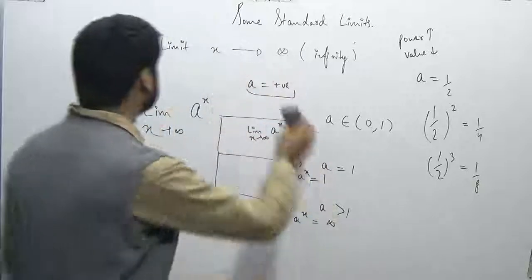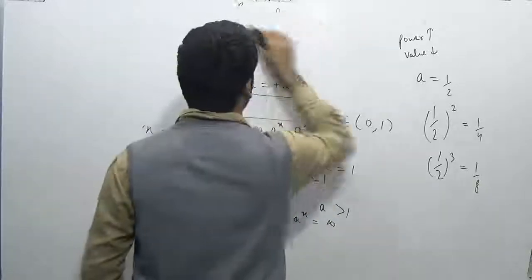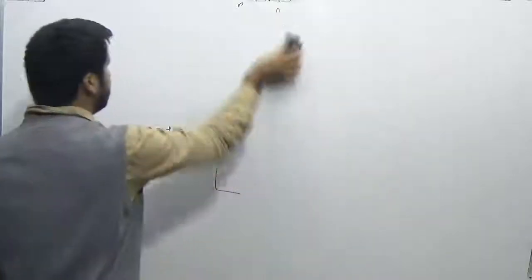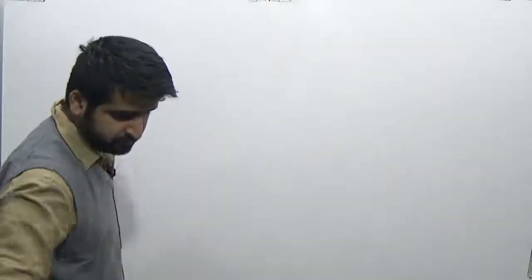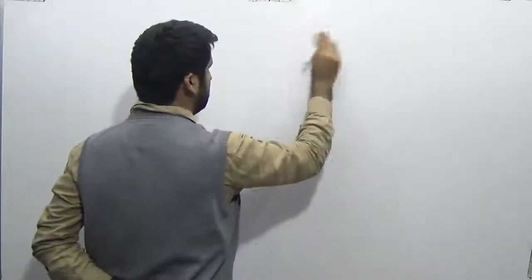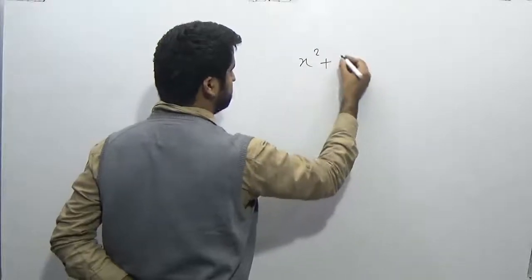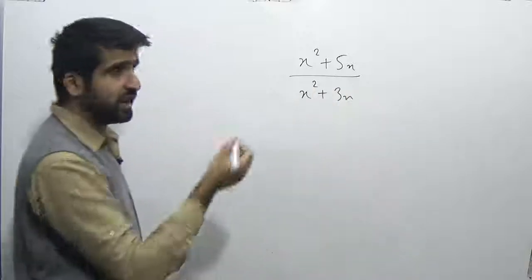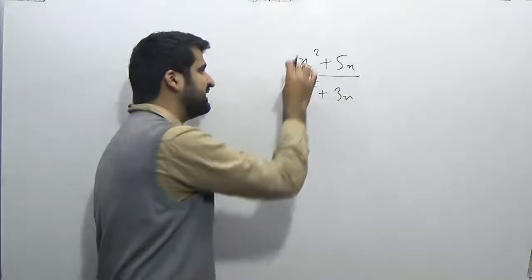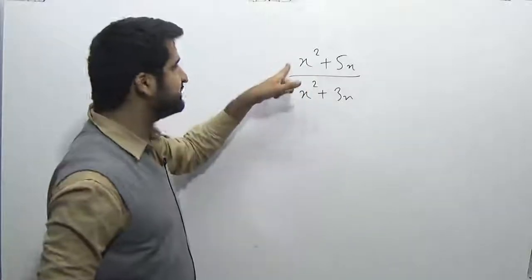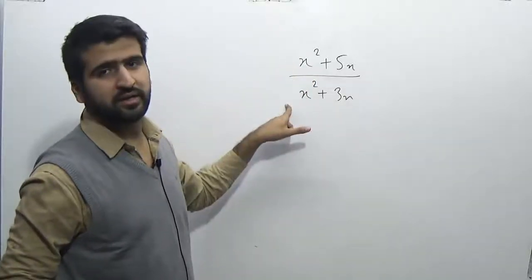Now let's start with the rational expression including the limits extending to infinity. So what is the rational expression? We've already discussed that the rational expression is an expression where we have two polynomials, one in the numerator and one in the denominator. This is a type of rational expression. Now if this has two polynomials in numerator and denominator, they will have some degrees. So we will have a separate degree in the numerator and a separate degree in the denominator.